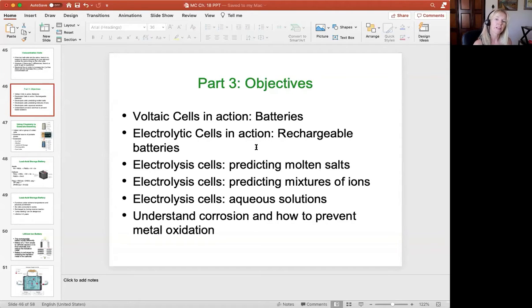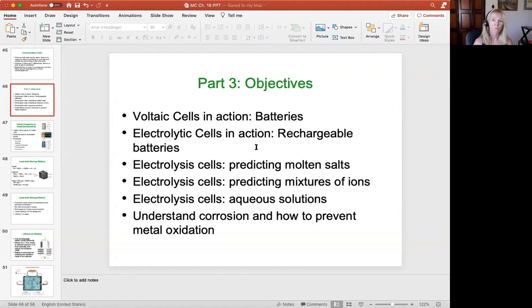We're going to talk about non-spontaneous reactions and what we have to do to get those reactions to happen. That's what we're doing when we're recharging batteries. Those are called electrolytic cells. And we can predict the products of an electrolytic cell, but it depends on the conditions that we have. So we're going to look at 3 different conditions.